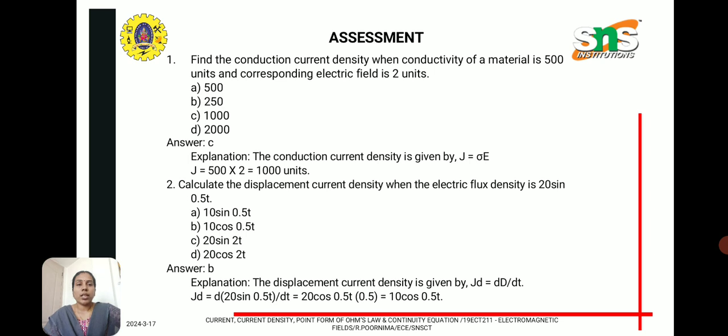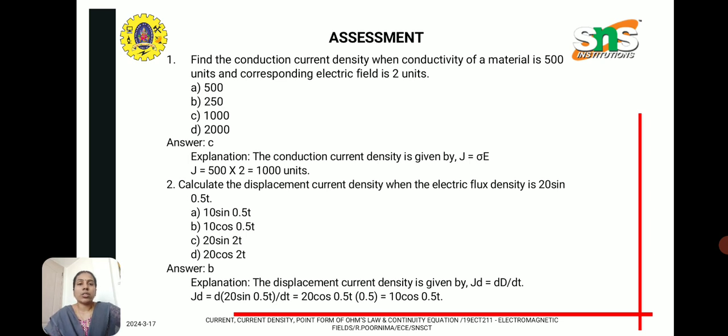Now we can take a small assessment. First, find the conduction current density when the conductivity of the material is 500 units and the corresponding electric field is 2 units. Conduction current density, denoted by J, is equal to sigma into E. We are given sigma value 500 and E value 2. When we substitute this, we get 1000.